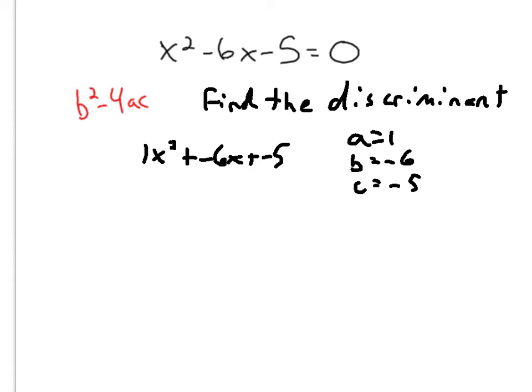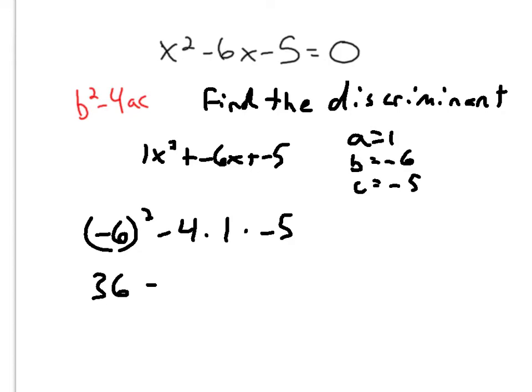Now I just want to find the discriminant. So I'm going to plug in the numbers to the discriminant part of the quadratic formula. So b squared, that means negative 6 squared, minus 4 times a times c. Well, negative 6 squared, negative 6 times negative 6 is 36, minus 4 times 1 is 4, and 4 times negative 5 is negative 20.